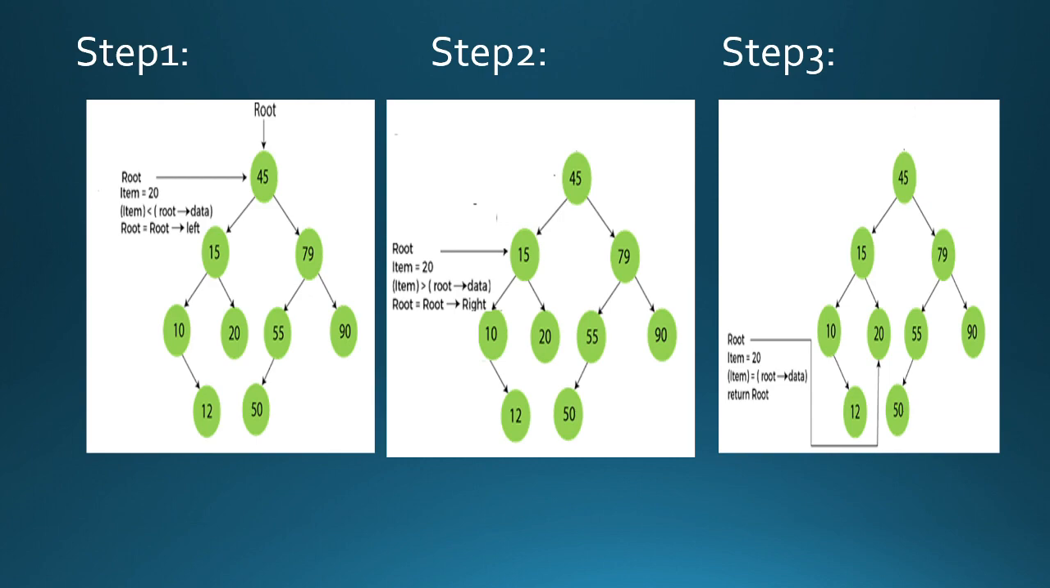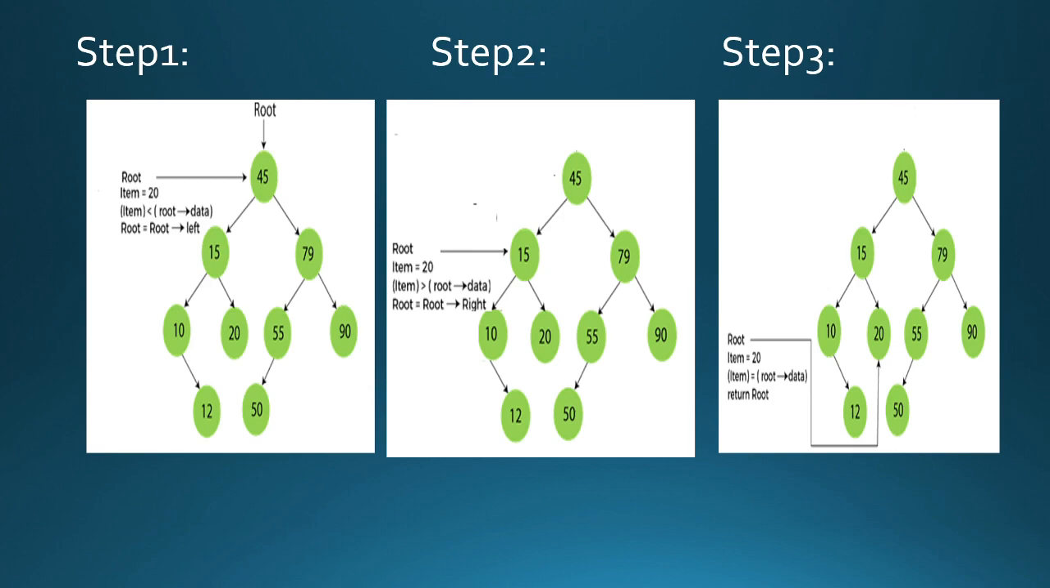In step 1, the root is 45, the item is 20, and the item is less than root data, so root becomes root's left. So 15 is less than 45, so it goes to the left side. Next, in step 2, 15 will be the root and the item is equal to 20. The item is greater than root data, so root becomes root's right. So the next number is 20, which is greater than 15, which is the root. So the greater number should go to the right side of the root. So the 20 comes to the right side of the 15.